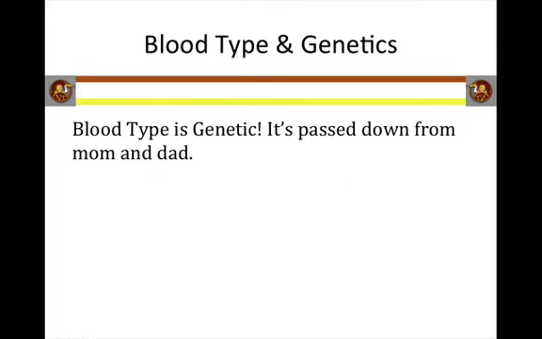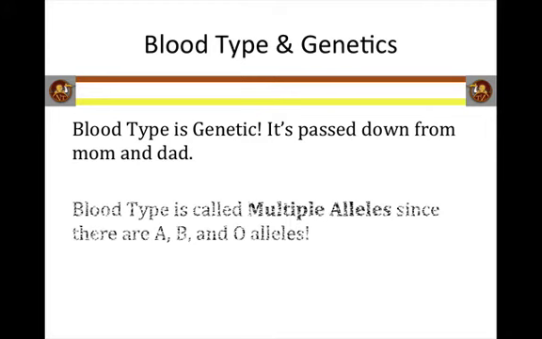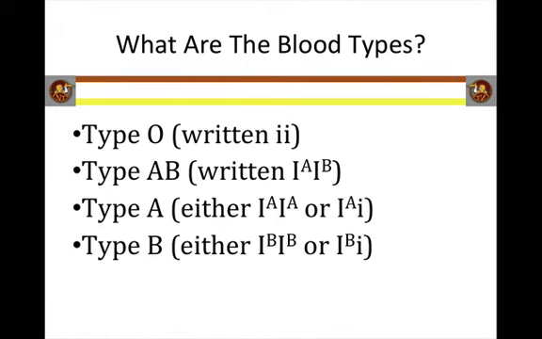Alright, so moving on. Blood type is genetic. Amazing, since we were just talking about alleles. It's passed down from mom and dad, right? Blood type is called multiple alleles since there are A, B, and O alleles. Let's look again back at the previous screen. Multiple alleles. We have I A, we have I B, or we have little i. Okay, multiple alleles.